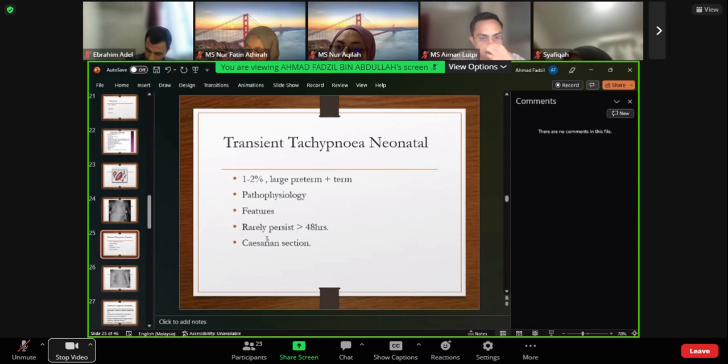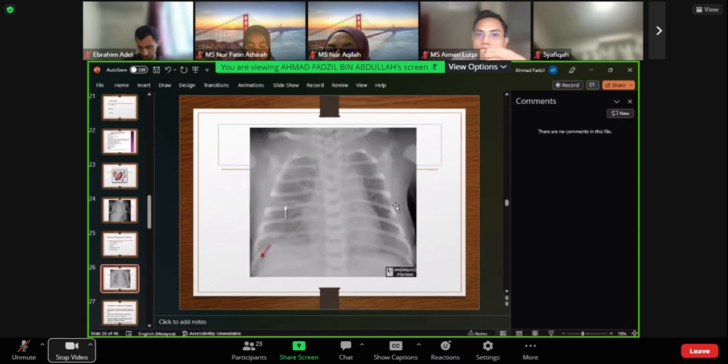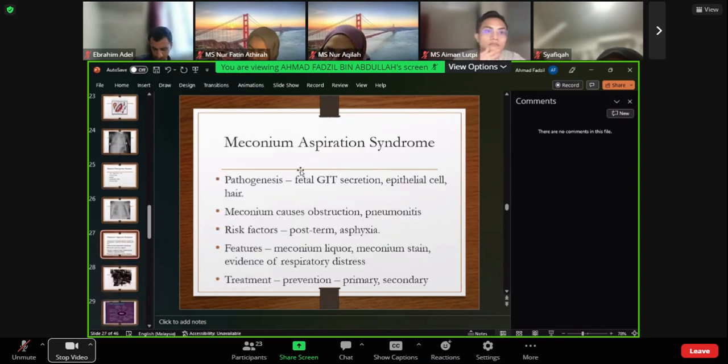The main risk factor is cesarean section. Many of these children, because of the cesarean section, are delivered too fast that they are unable to clear the lung fluid fast enough. When they come out, they need time for the lung to be cleared properly. This is the X-ray. On the chest X-ray, you find air in the fissure. Air in the fissure shows that there is fluid, the lung is wet, and this is called TTN. Lung is wet.